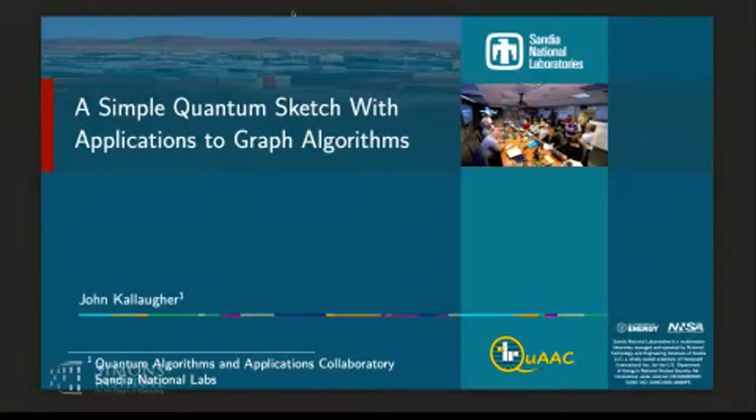A simple quantum sketch with applications to graphs. Hi, yeah, so thank you, Andrew. Yeah, so I want to tell you about a simple quantum sketching primitive and how you can use it to get provable quantum space advantage for a couple of natural streaming problems.